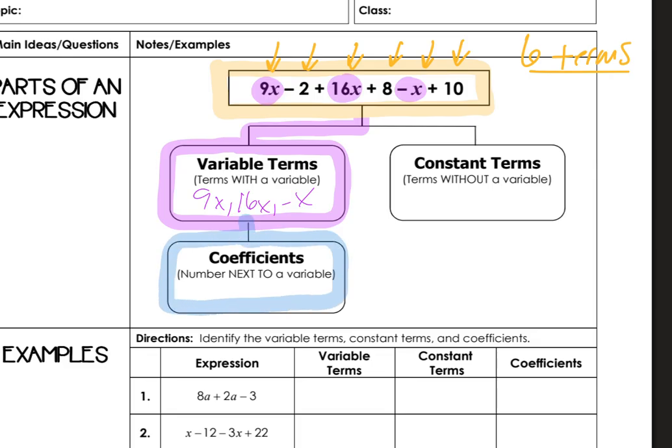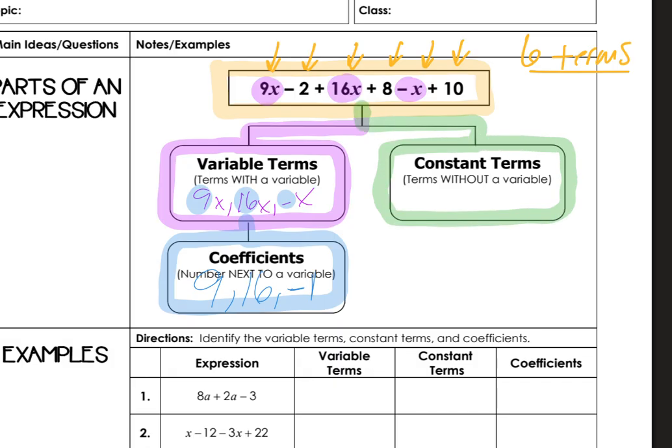Now, hopefully you get this idea. This is connected to this, and this is connected to this, right? Both of these are connected to this. So what are coefficients? They're the numbers next to a variable. So that guy, and that guy, and that guy. So we have 9, 16, and negative 1. Those are coefficients. And then over here to our right, flowing from the box, is constant terms.